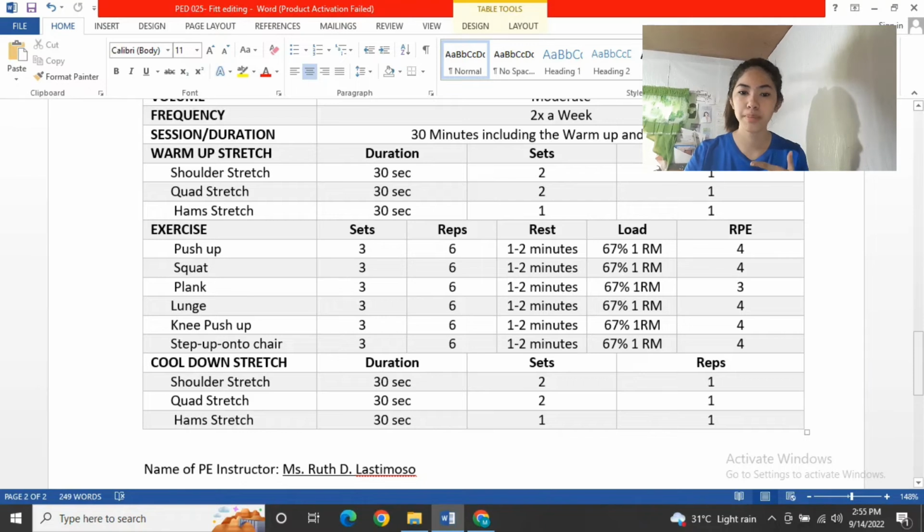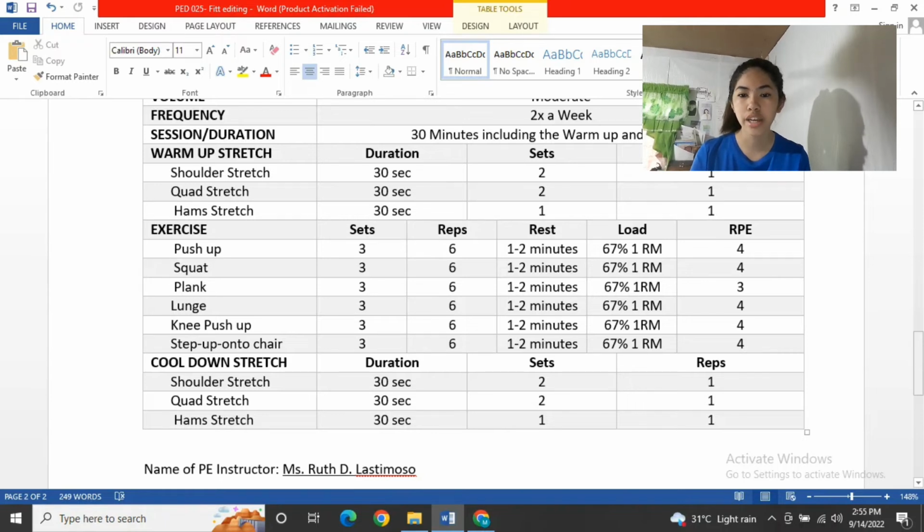I have push-ups, squats, planks, lunges, knee push-ups, and step-ups onto chairs. In the push-up, I have 3 sets, 6 reps, and the resting time of 1 to 2 minutes with a load of 67% and 4 RPE. And in my squat, I have 3 sets, 6 reps, and 1 to 2 minutes of rest, and 67% load, and with the RPE of 4. And in the plank, I have 3 sets, 6 reps, and 1 to 2 minutes of rest, 67% of the load, and an RPE of 3.